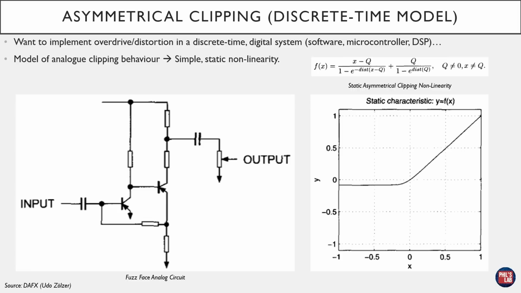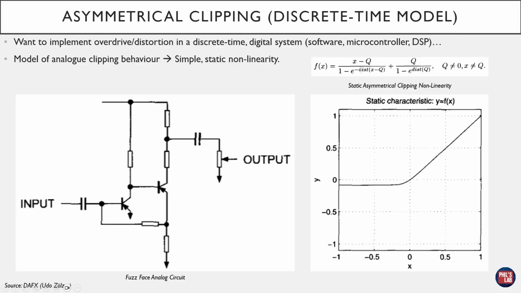Additionally, asymmetrical clipping might be used to emulate the effects of a fuzz circuit. For instance, the schematic shown in the bottom left is a simplified analog circuit for a Fuzz Face, which Jimi Hendrix used or made popular. We want to model this circuit, or at least the asymmetrical clipping part of that, and we can do that by modeling it using a simple static nonlinearity, and we can see that on the top right.